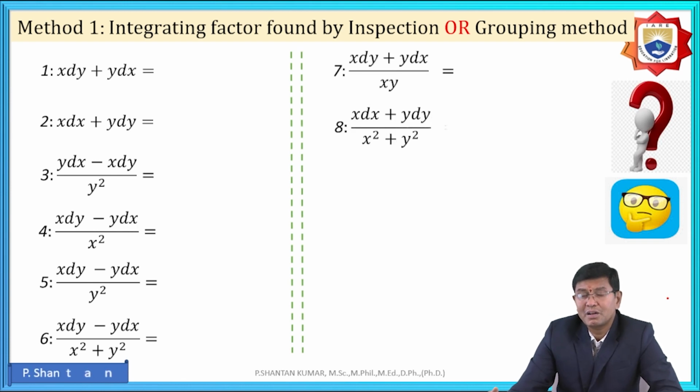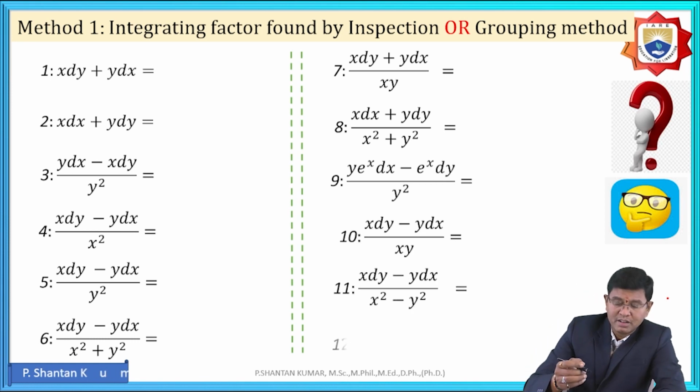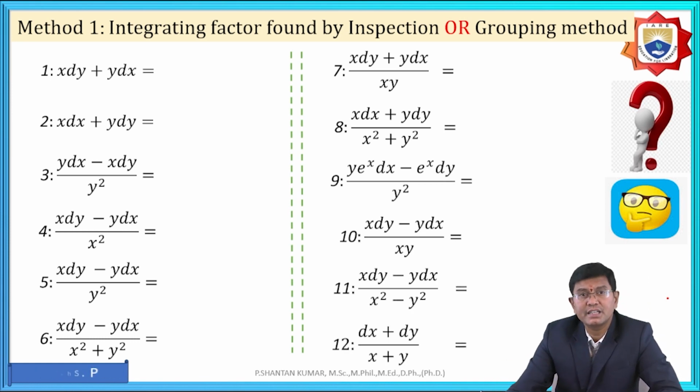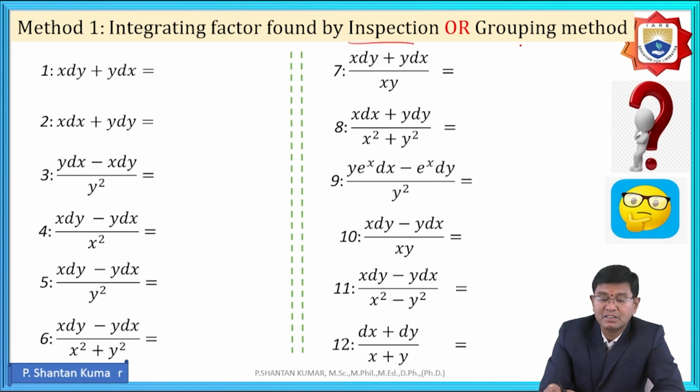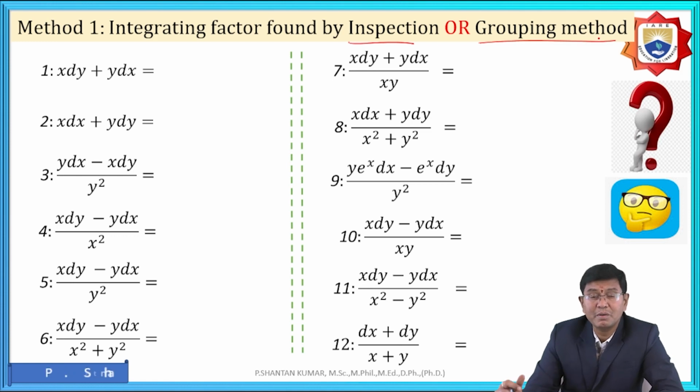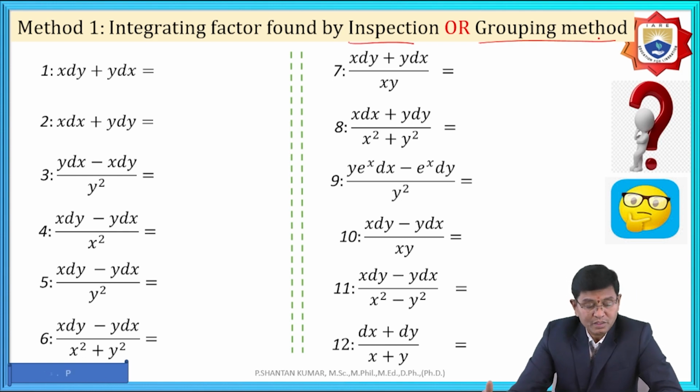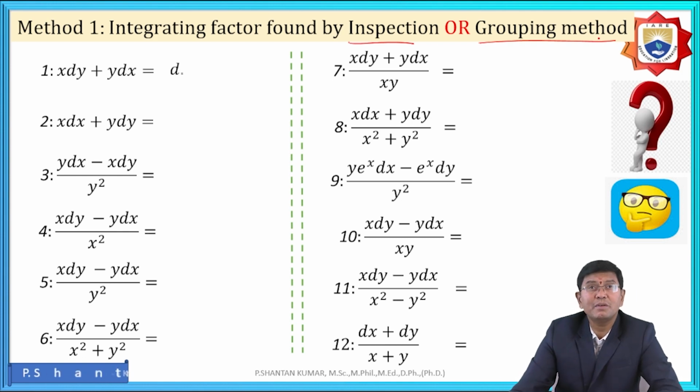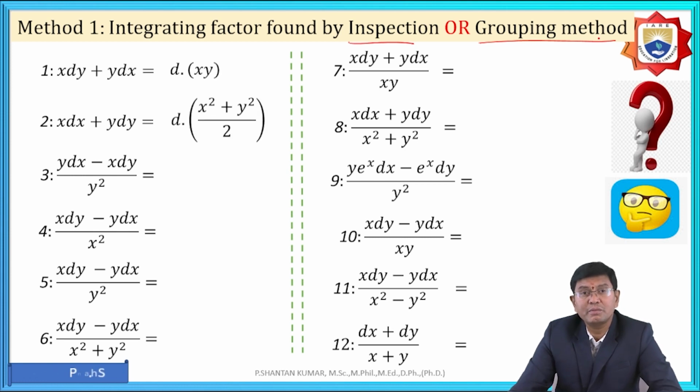Depending on the problems we face, different types of formulas are related. For example, we need to identify x dy plus y dx, which is the meaning of found by inspection, the grouping method. We need to remember these formulas: x dy plus y dx is the derivative of xy, the second is the derivative of (x square plus y square)/2, the third is the derivative of x/y, and the fourth is the derivative of y/x.